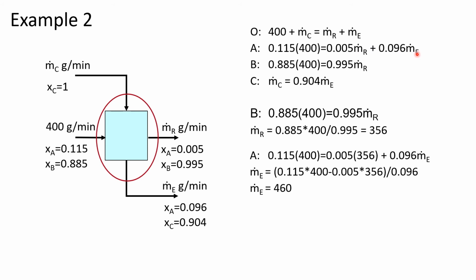Let's do that. So I'll take the balance equation for acetic acid, move it down here. On the left-hand side, we still have 0.115 times 400. On the right-hand side, we're going to have the 0.005 times m dot r, which we now know is 356. And that's going to be added to 0.096 times m dot e. This equation can be solved for m dot e. We'll take the quantity on the left, the 0.115 times 400, subtract from it the product of 0.005 times 356, and then that result will be divided by 0.096 to get m dot e, which turns out to be 460.